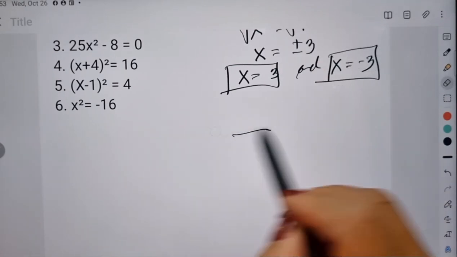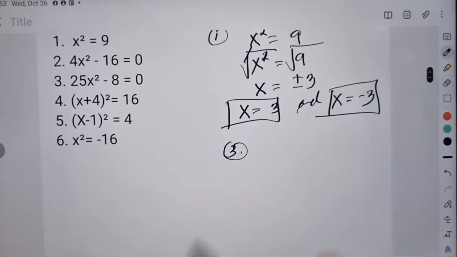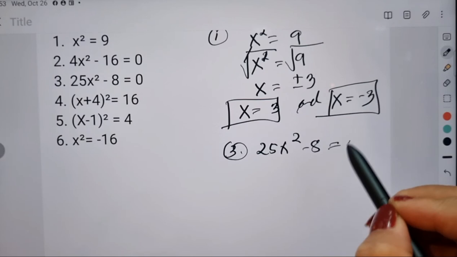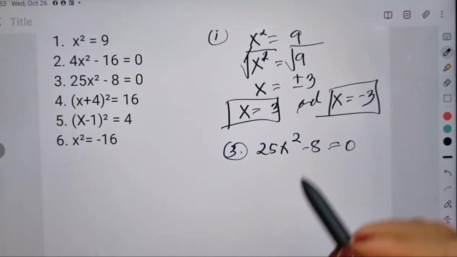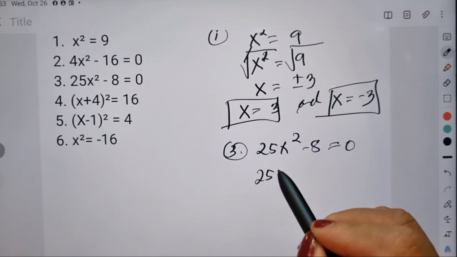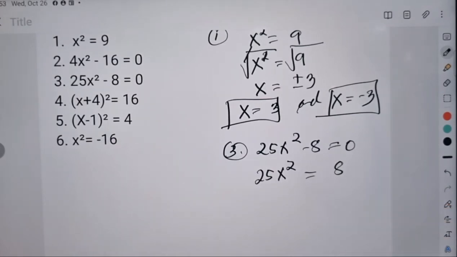Okay, so number 3, 25x squared minus 8 is equal to 0. So, ganun pa rin ang gagawin natin dyan. Lipat muna natin sa kabila. 25x squared is equal to positive 8. Okay, itong negative na yan, negative 8, lipat natin sa kabila.